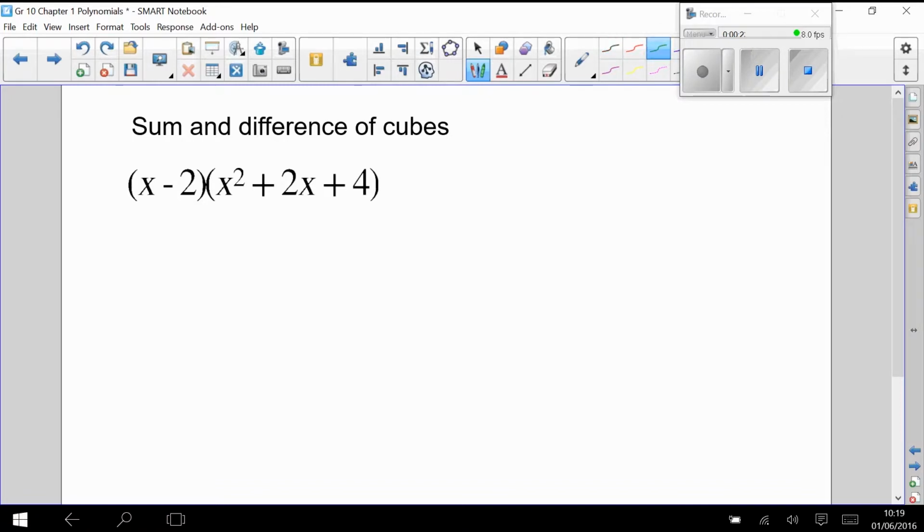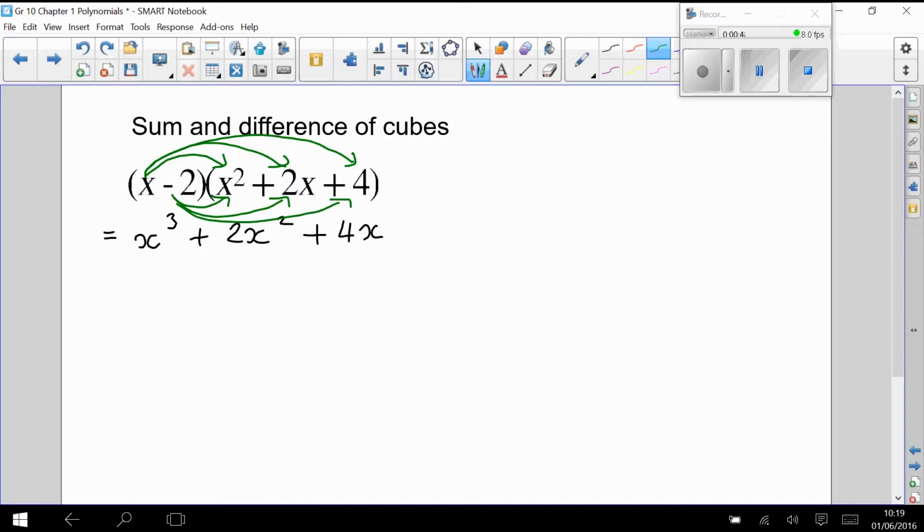When I do that, I take the first term of the first bracket and I multiply it by every term in the second bracket. If I do this, I'm going to get x cubed plus 2x squared plus 4x. Now I'm going to do exactly the same, but with the second term of the first bracket, and it now needs to be multiplied by every term in the second bracket. When I do this, I get minus 2x squared minus 4x and then minus 8.